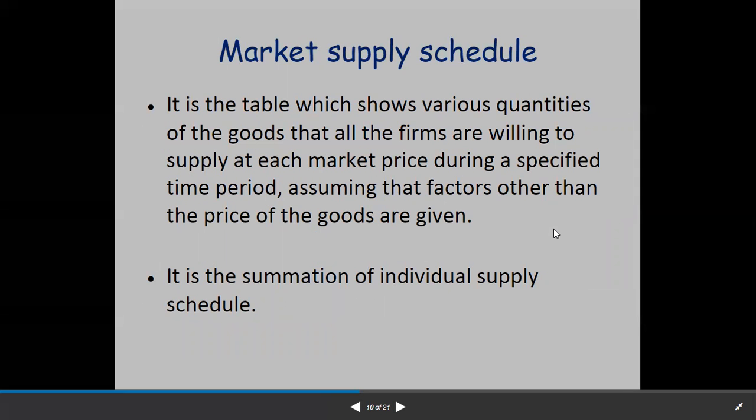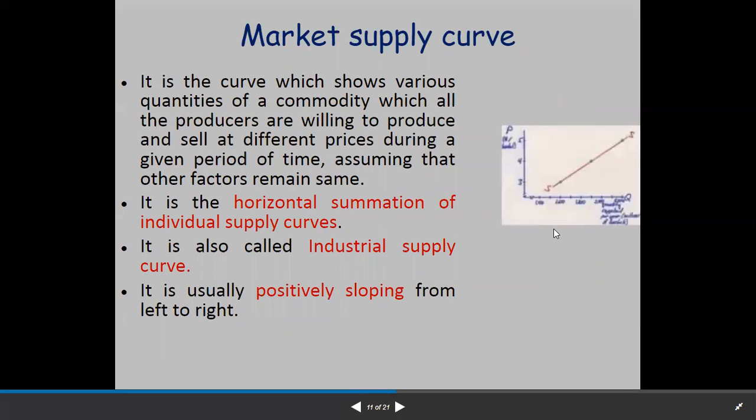Now we will discuss the market supply schedule. The market supply schedule refers to the tabular statement showing various quantities of a commodity that all the producers are willing to sell at various levels of price during the given period of time. Here it specifies the time period, assuming that factors other than the price of the good are given. So we can see the schedule and the market supply curve.